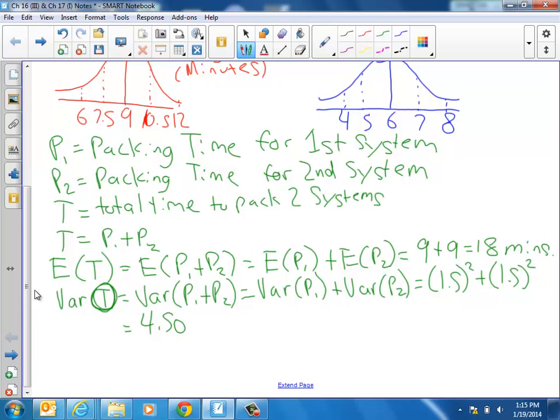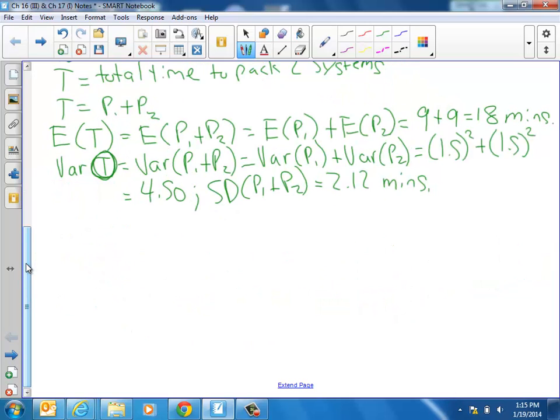which simplifies to 4.50. 1.5 squared on its own is 2.25. So the standard deviation of the total packing time of the first and the second has to be the square root of that 4.50, or 2.12 minutes. Now I told you this new random variable T would follow a normal model, and we just found the mean and standard deviation for that.